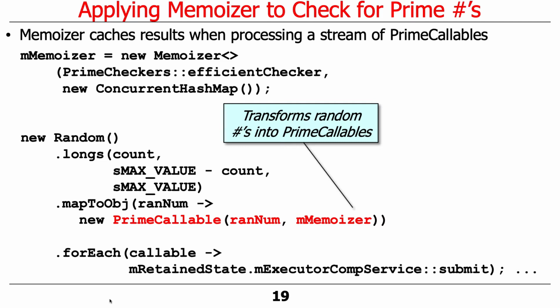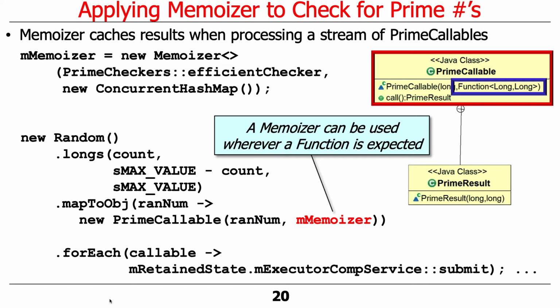The cool thing about this is that it's completely transparent to the PrimeCallable. If we decide for whatever reason we don't want to use memoization, we can just pass in the efficient checker or the brute force checker as the second parameter to the constructor. And PrimeCallable is none the wiser because what's being passed in here is a function. As long as it has an apply method, it'll do the job, and as long as it does the job correctly, that's fine. This is just a way to do transparent optimization.